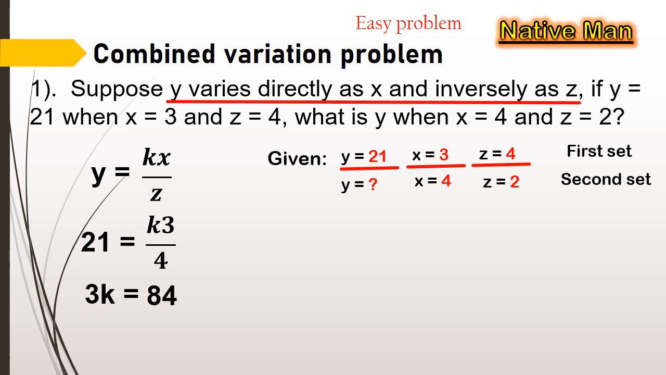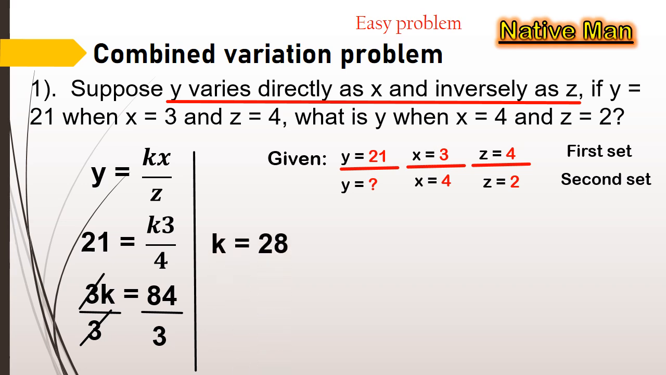And then, since ang sinusolve natin ay k, so remove 3 na kasama niya by dividing both sides of the equation by 3. So, cancel natin yung 3. So, ang matitira dyan ay k is equal to 84 divided by 3 is equal to 28. And that is the constant of variation. So, para naman sa ating equation of variation, kopya natin yung original equation, y is equal to kx over z, and then substitute natin yung k na 28. So, this will become y is equal to 28x over z. So, that is the equation of variation.